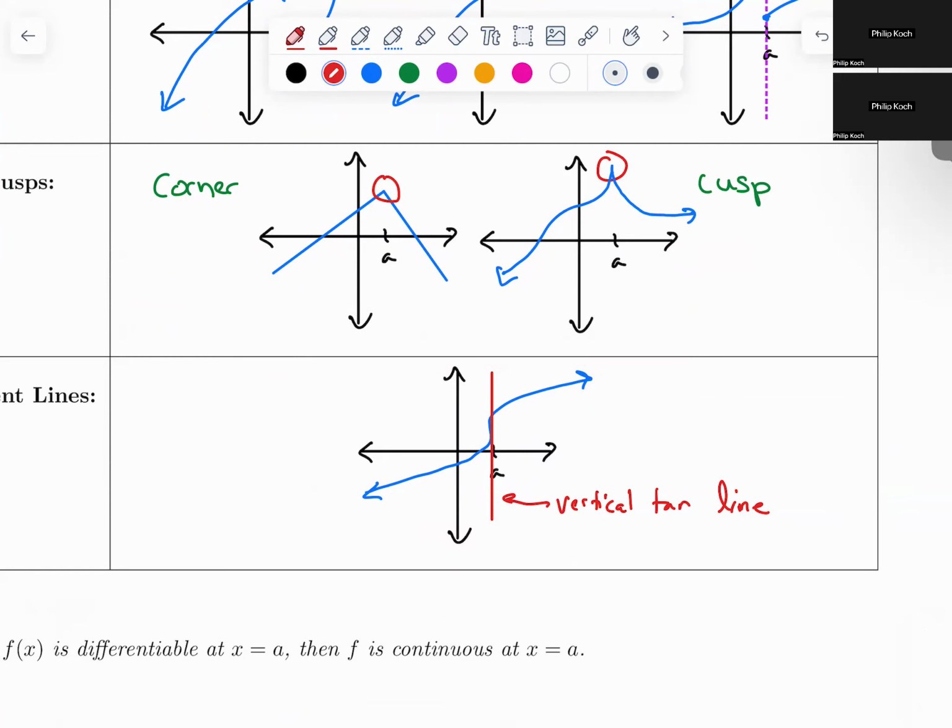The tangent line does exist, but f prime of a doesn't exist because f prime of a is the slope of that line, and the slope of that line is undefined. These vertical lines have an undefined slope. Any questions on that?